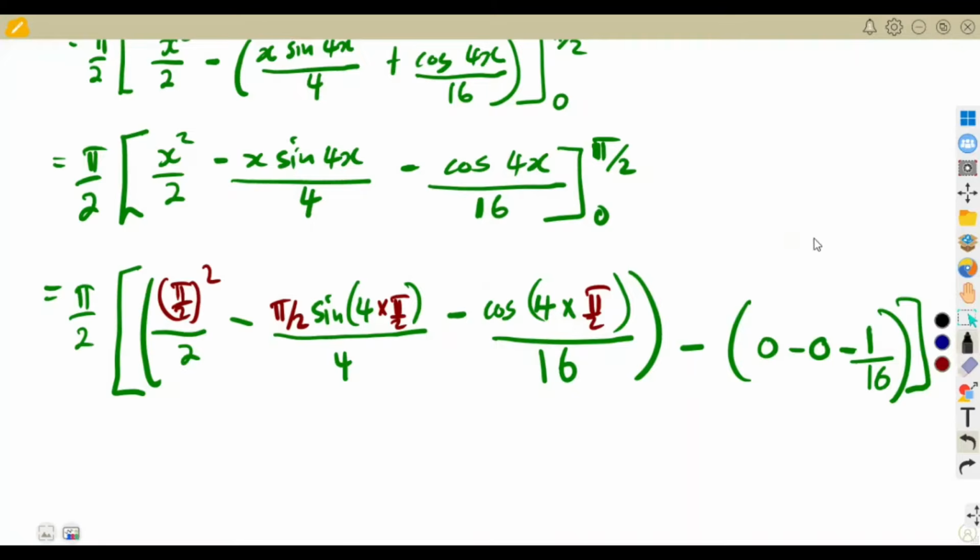So you simplify everything, guys. Here we need our calculator. I showed you guys how to use the calculator.